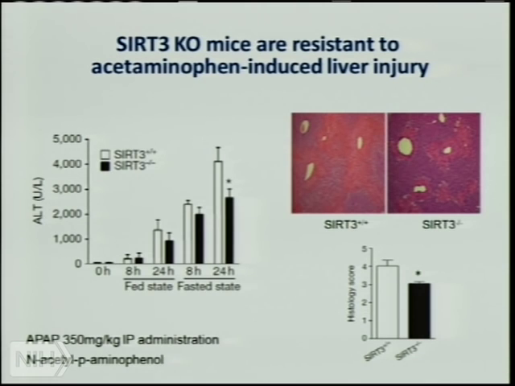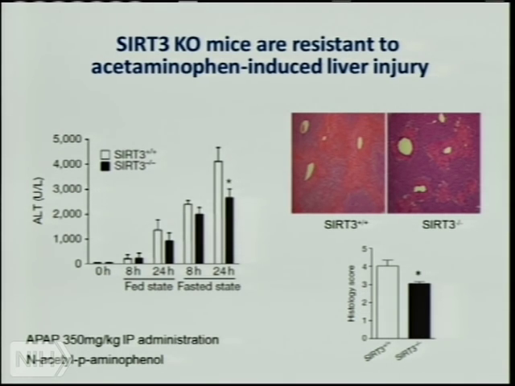So we first looked at acetaminophen injury. The chemical name for acetaminophen is N-acetyl-p-aminophenol, so that's APAP. And interestingly, when we compared the wild type to the SIRT3 knockout mice, in the fed state, there was really no difference in release of liver enzymes, which is a mark of liver stress. But in the fasted state, the knockout mice, the ones that have increased protein acetylation, seem to be protected.